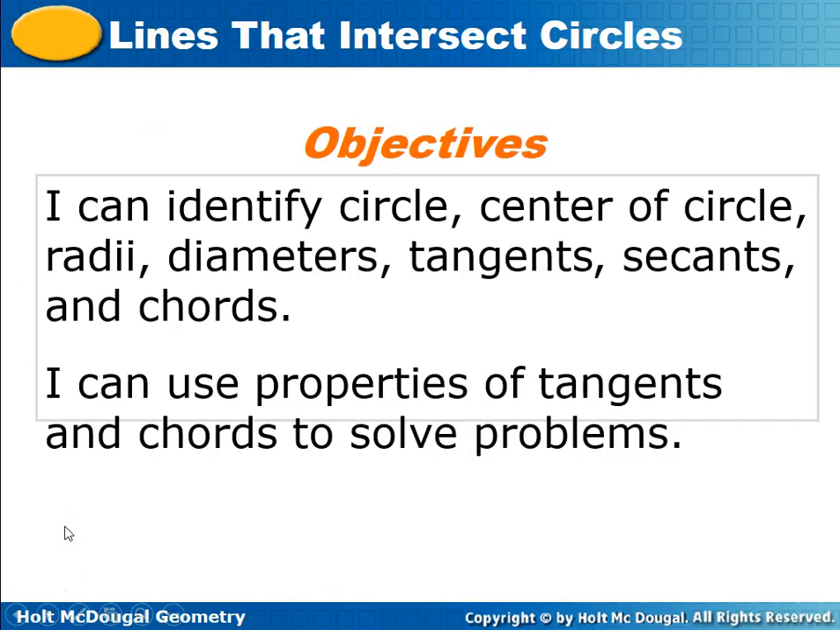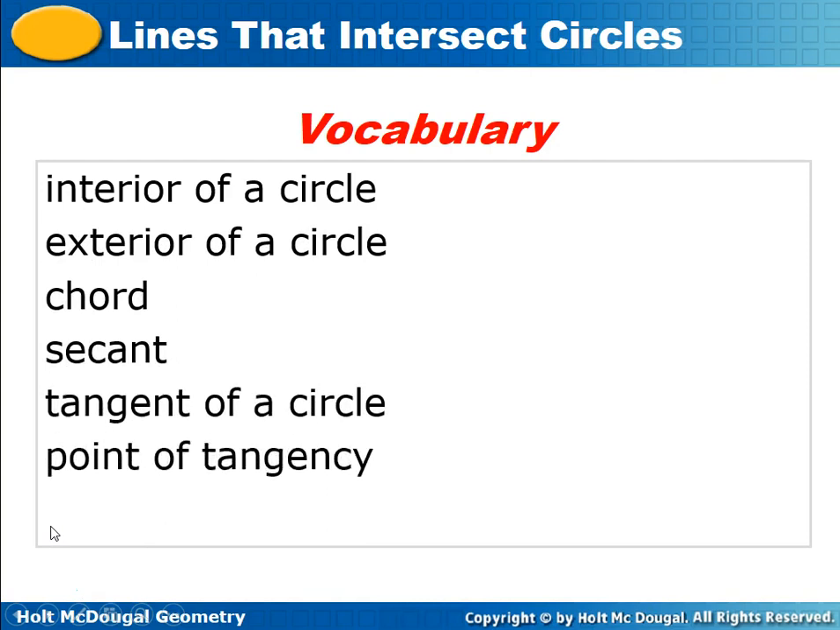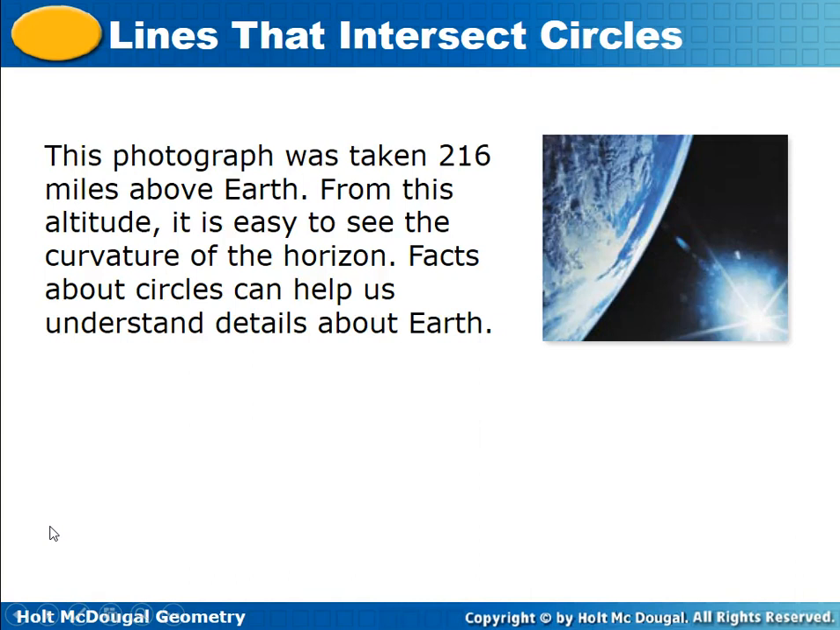So our objectives today are to identify a circle, center of a circle, radii, diameters, tangents, secants, and chords. We're going to use the properties of tangents and chords to solve problems today. Some of our vocab includes interior and exterior of a circle, chord, secant, tangent, and point of tangency.